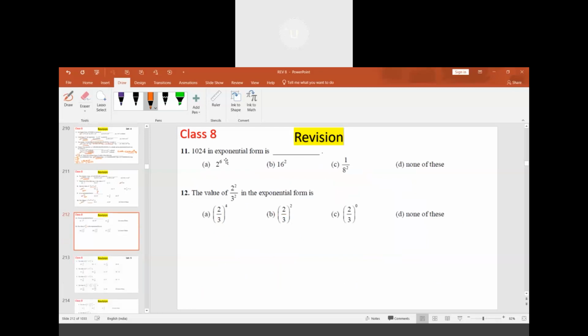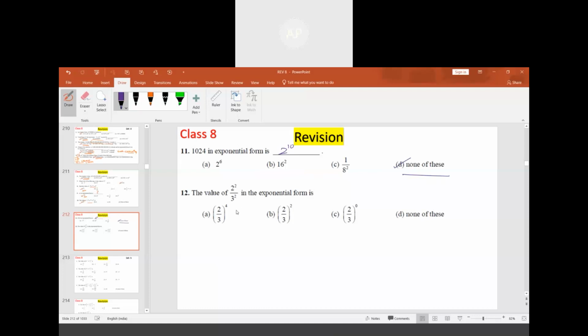The value of 2 to the power of 10 is: none of these, sir. 64 into 16, because it is 2 to the power of 10. So option B.